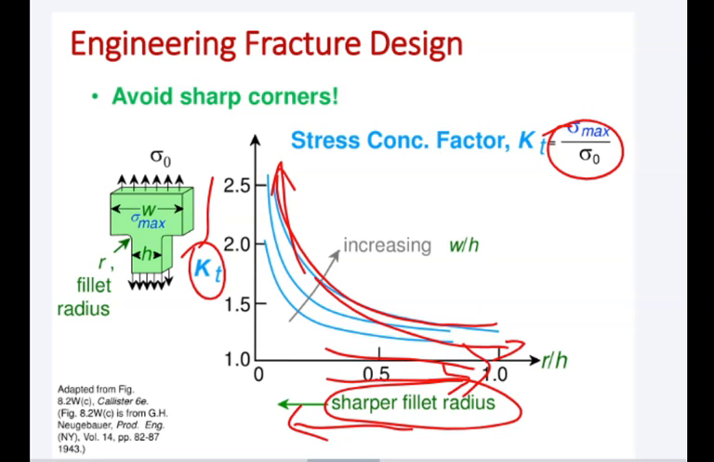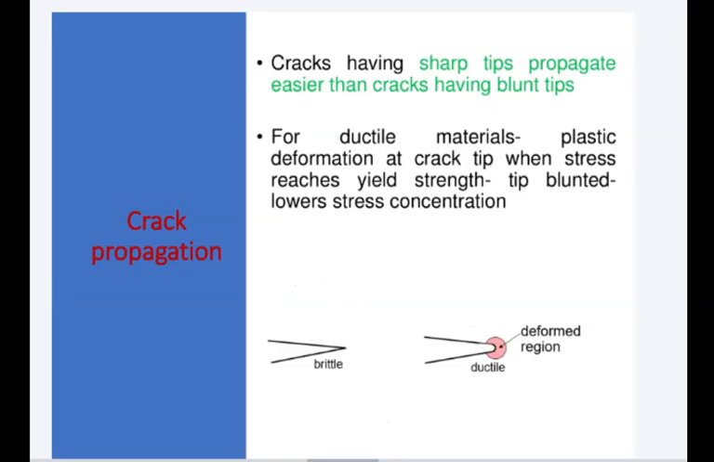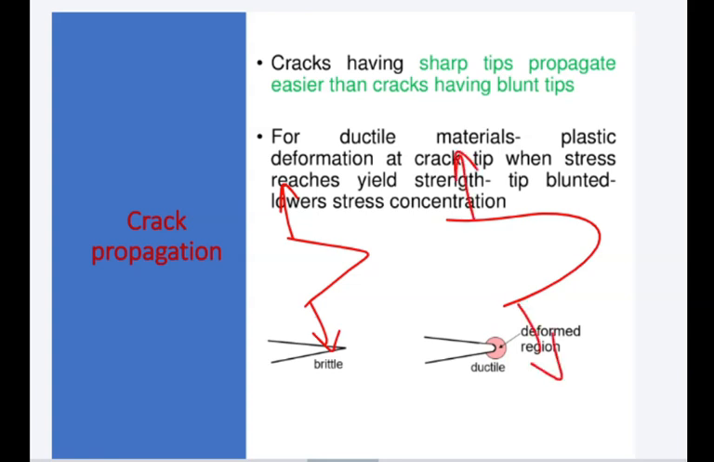Now what is the mechanics here? I will explain why we want the fillet and why we don't want sharper edges. Look here, if you have two materials, one having a sharper edge and another having a blunt edge, what happens if you apply the stress in this direction, and here also you are applying the stresses, right? Now which one will break faster?